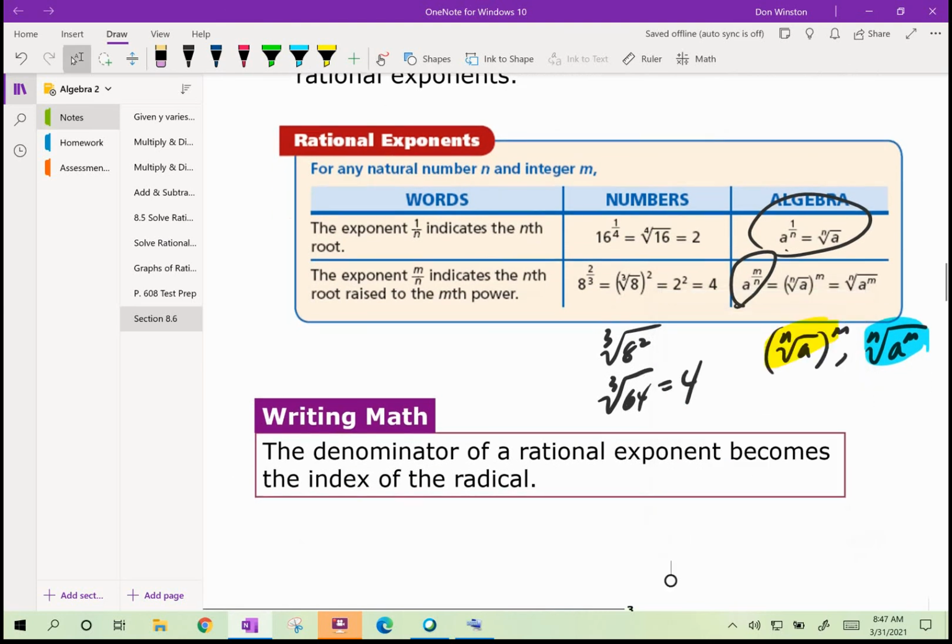The denominator of the rational exponent becomes the index of the radical, as you saw there. So the 3 became the index. The 4 here, the denominator, became the index.